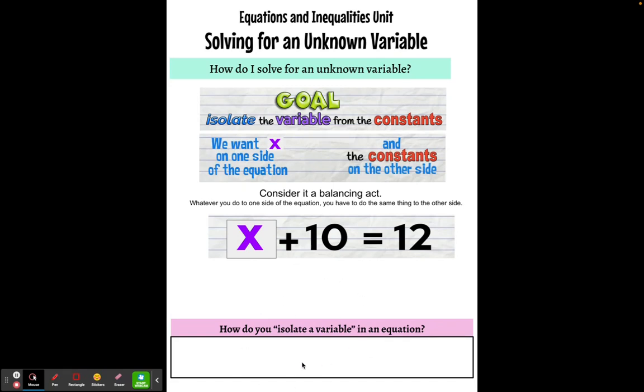Well, this is how we do it. We go through and do the inverse operation. Whatever is being done to your variable, you want to do the opposite of it, and that'll cancel it out. So, right now I have a variable and I'm adding 10 to it. The opposite, or inverse operation, for adding 10 would be to subtract 10.